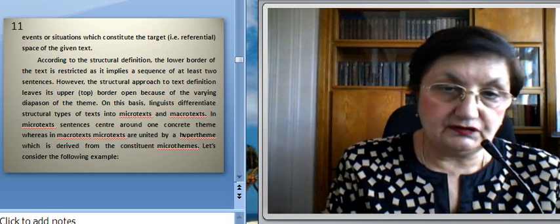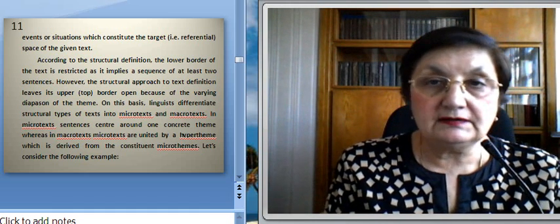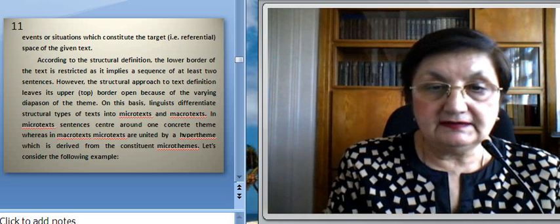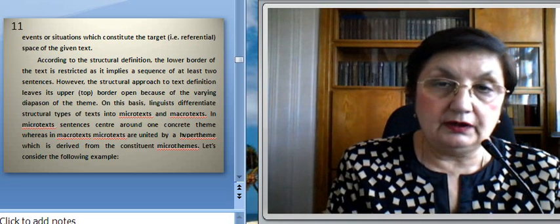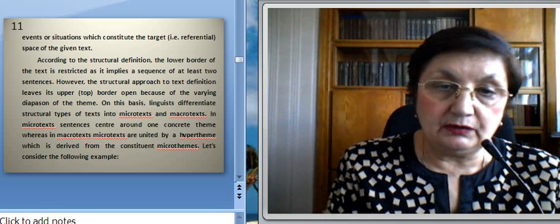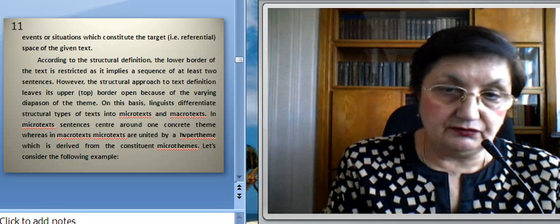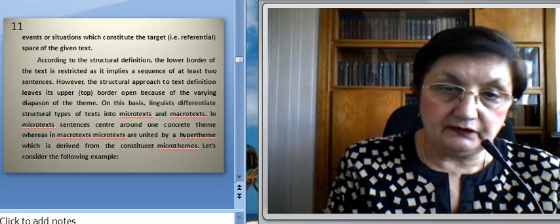In microtext, sentences center around one concrete theme, whereas in macrotext, microtexts are united by a hypertheme which is derived from the constituent microthemes. Let's consider the following example.